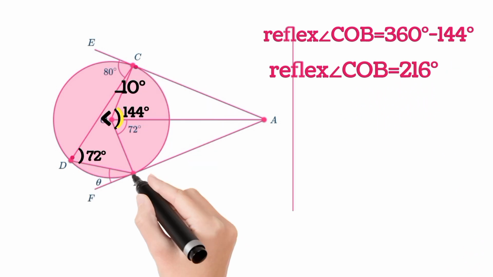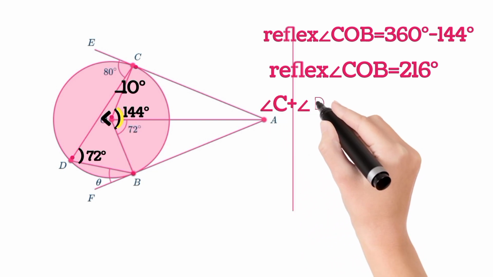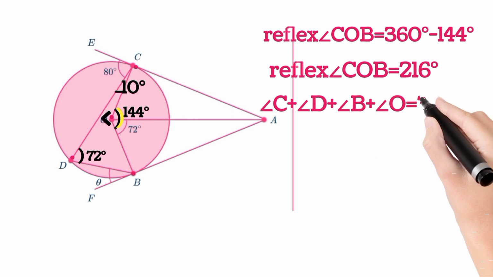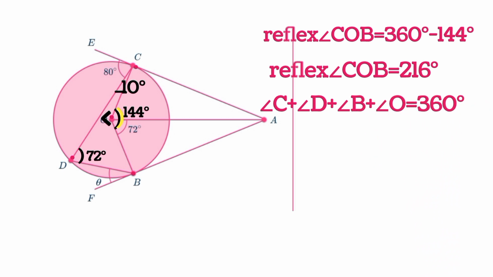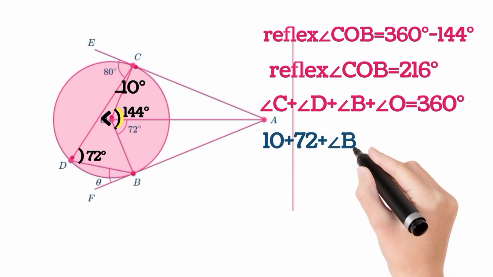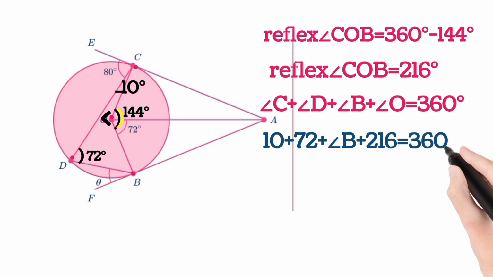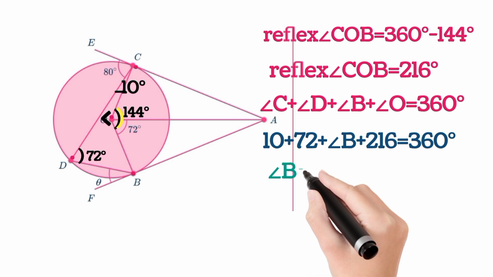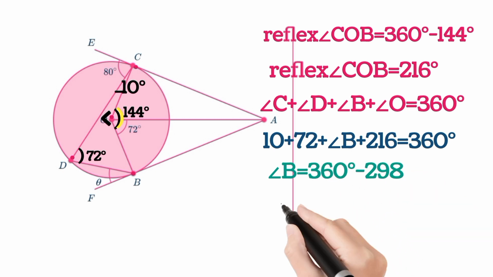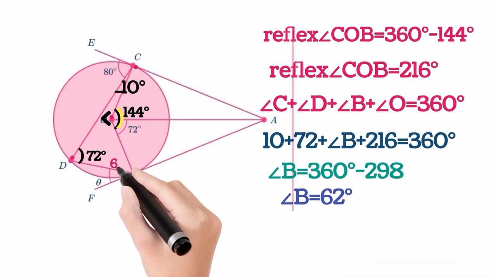Now CDBO is a quadrilateral, so angle C plus angle D plus angle B plus angle O will be equal to 360 degrees by the angle sum property. Now on substituting the values, C is 10, D is 72, angle B plus 216 is equal to 360 degrees. That is angle B is equal to 360 minus 298 degrees, which will give angle B is equal to 62 degrees. So this angle is 62 degrees.